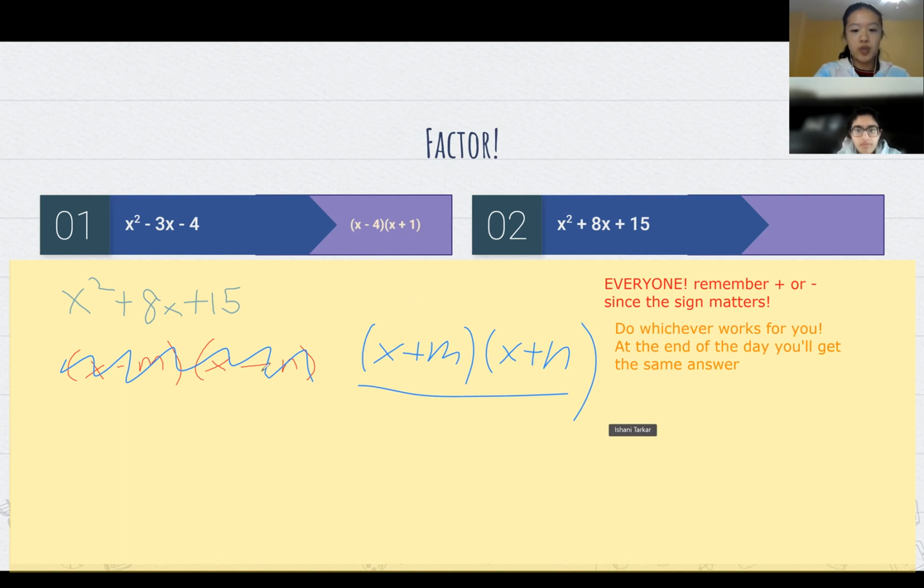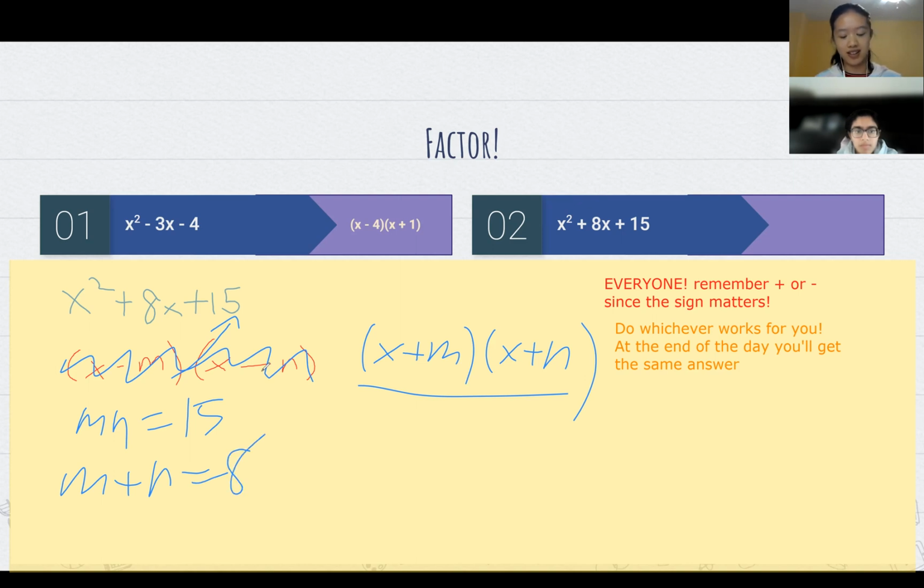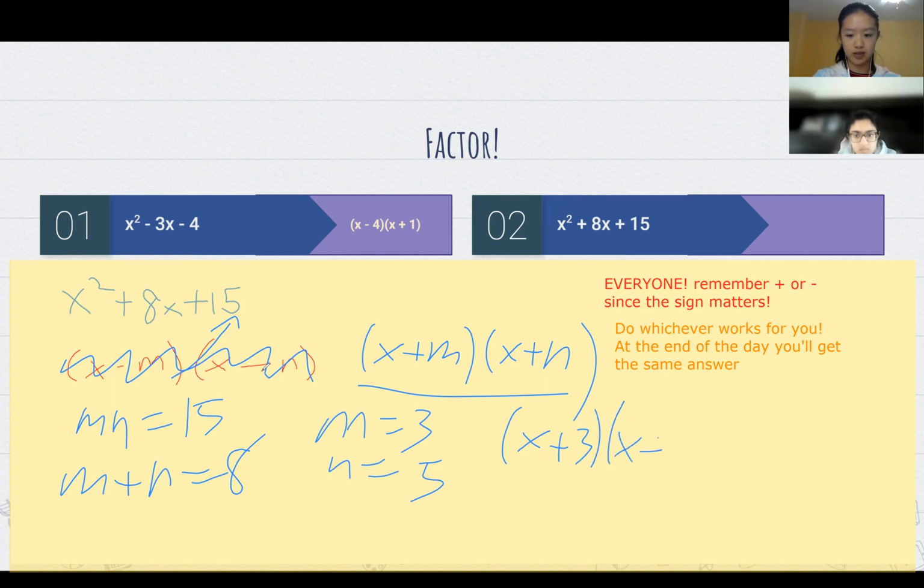So this is basically the exact same thing, except that the product would still be this. So m times n would still be 15. But this time when you expand it, you get m plus n equals 8, which is easier to deal with. So when m plus n equals 8, we can find that m equals 3, n equals 5. That satisfies this because their product is 15 and their sum is 8. So our answer would be x plus 3 times x plus 5. So it would be easier this way. This is also a valid way to do it.